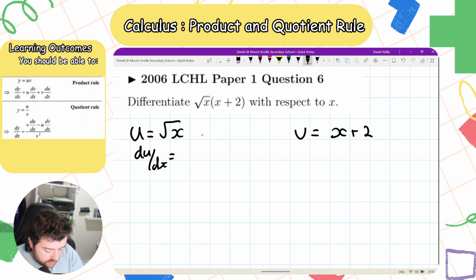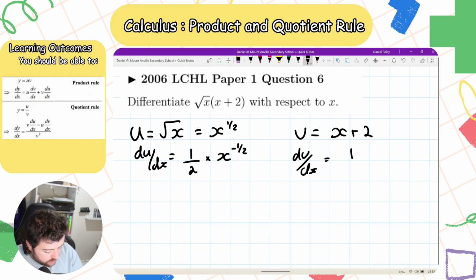du/dx is going to be equal to, so remember root x can be written as x to the power of a half. The derivative is going to be 1/2 times x to the power of a half minus 1, which is minus a half. And dv/dx is going to be equal to just 1. So du/dx is going to be equal to 1/2 times 1 over x to the power of a half, which is root x, so 1 over 2 root x.